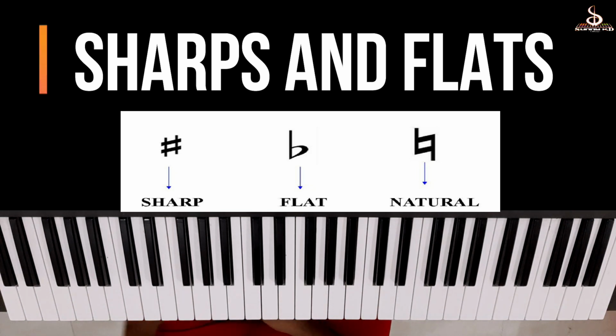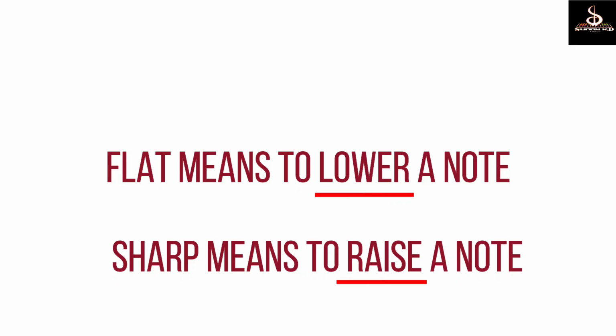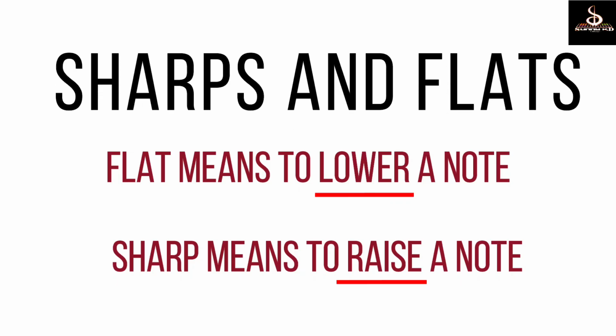So you must have probably heard the term sharps and flats, right? Now most people say that sharps and flats are the black keys. That's partially correct. Flats and sharps: flat means to lower a note and sharp means to raise a note. Say that again and understand what it means. Flat means to lower a note and sharp means to raise a note.